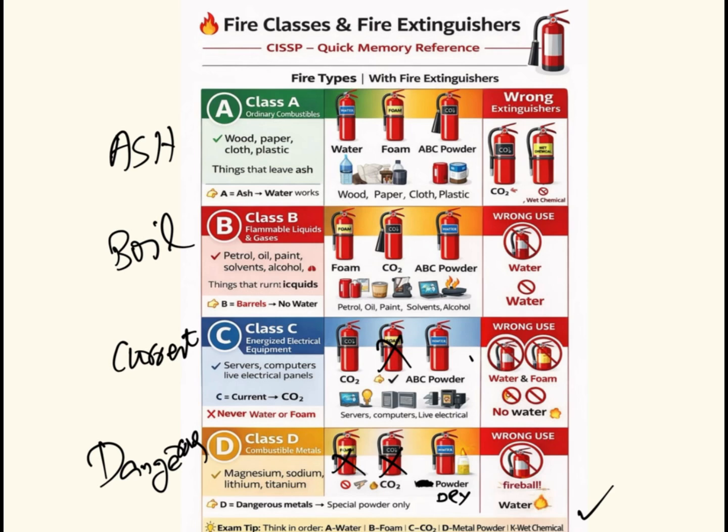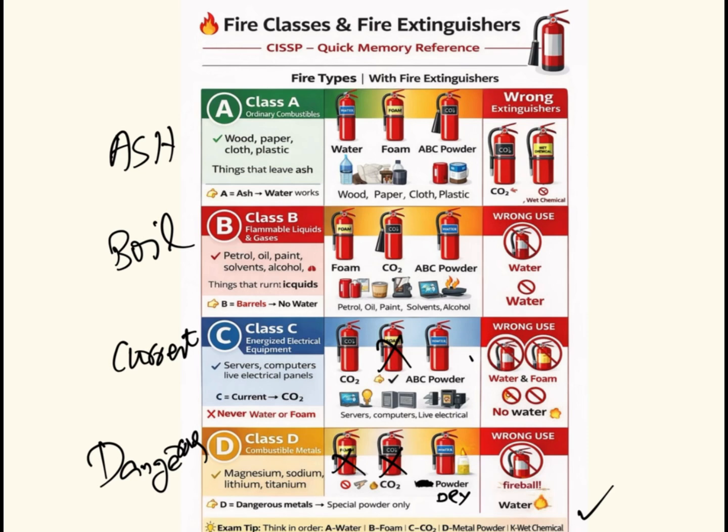So CO2 does not work for class D. Class D, metal-specific dry powder only. And here you can see water is only used for class A, where wood and paper are burned.